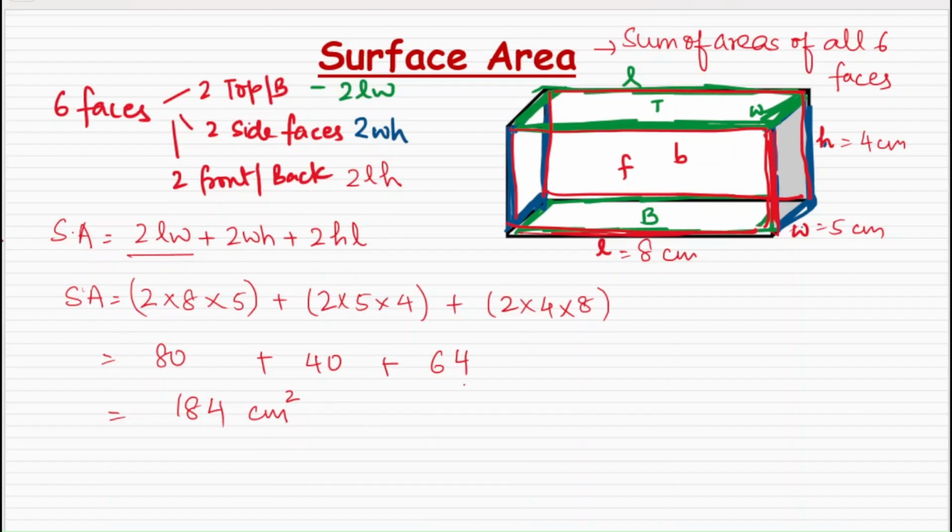Okay, so that is the formula for the surface area of the rectangular prism. Length, width and height would be given to you in the question. You simply have to plug in the values, calculate the area, and don't forget to put the unit.